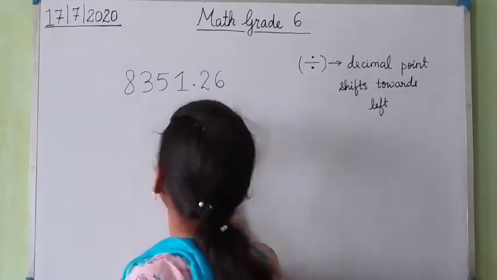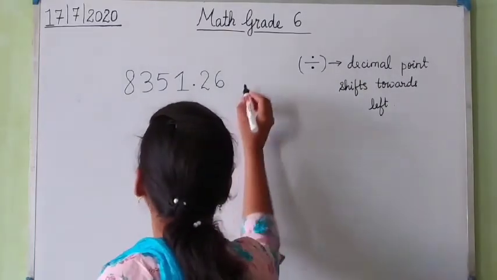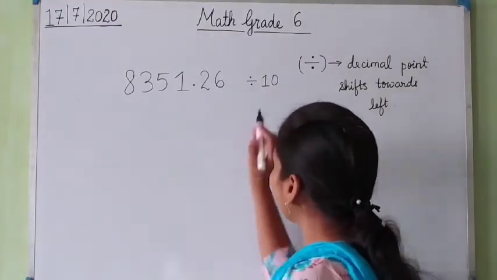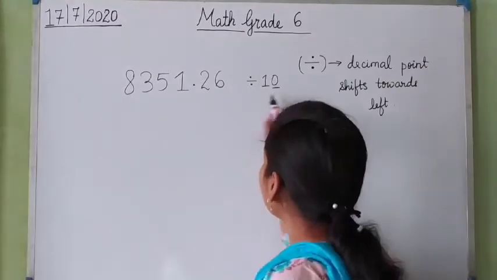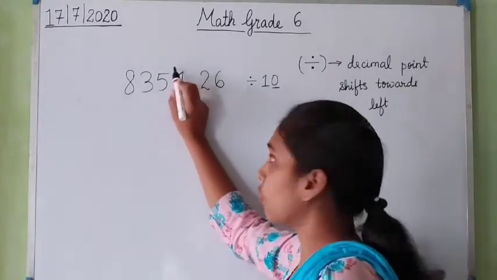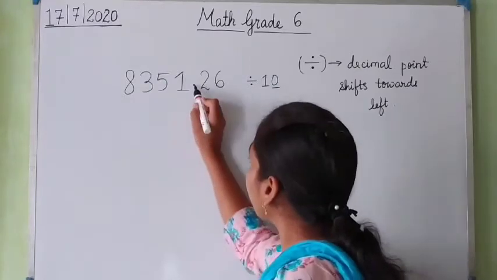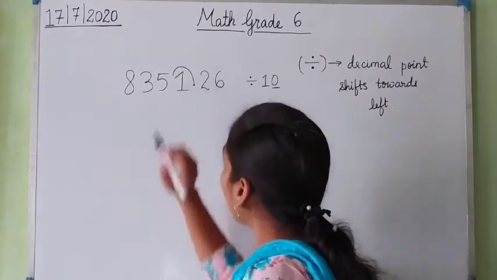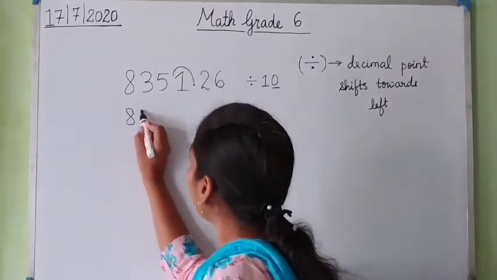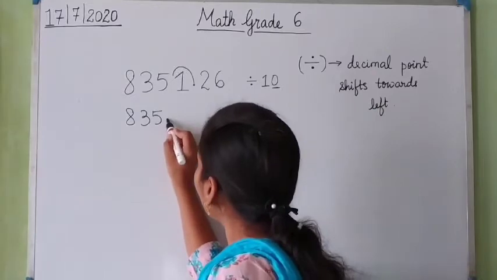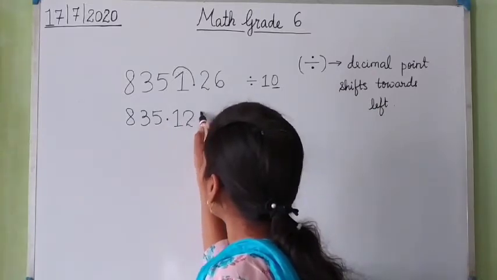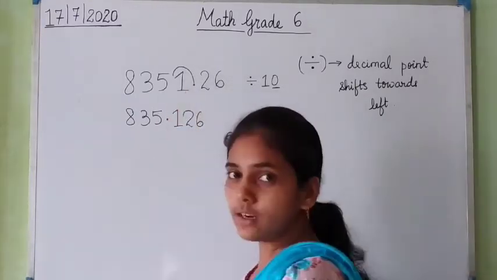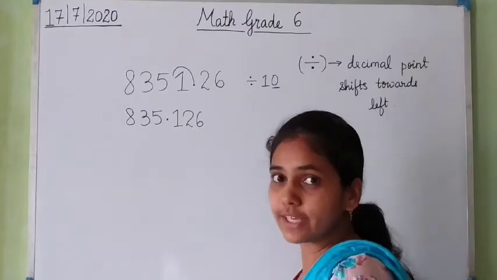Okay, so if I am dividing this number by 10, how many zeros are there in the number 10? There is only 1 zero. So the decimal point will shift 1 place or 1 digit towards the left. It will go from here to here. So after the point comes here, the number becomes 835.126. Now the point is between 5 and 1. It has shifted 1 place towards the left. Why? Because there was only 1 zero in 10.